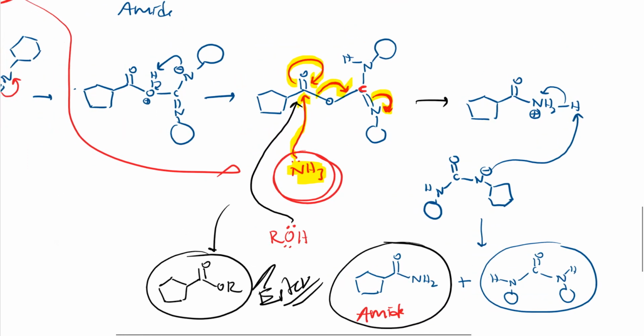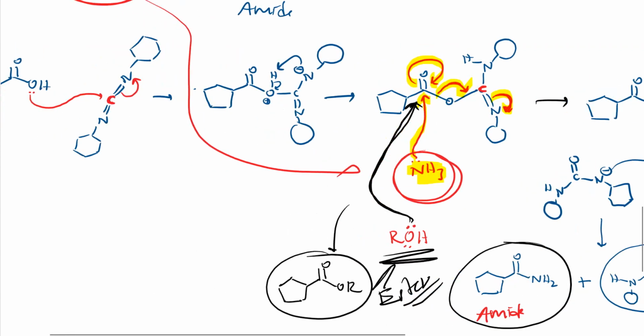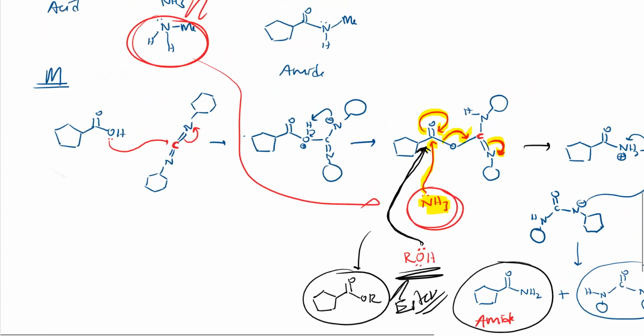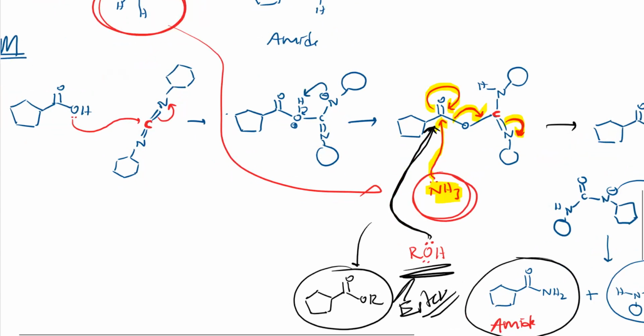I hope you got it, right? Because here in alcohol, this lone pair will attack this carbon, and simply the reaction goes. So this is how we get both the things from acid. So what we learned, let us discuss that. I had that acid, carboxylic acid.